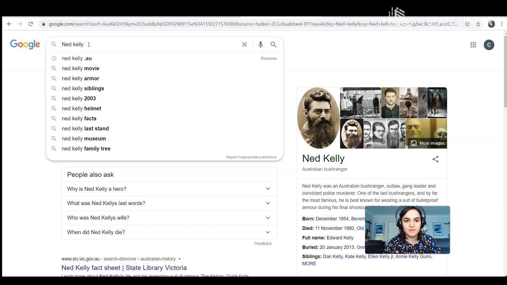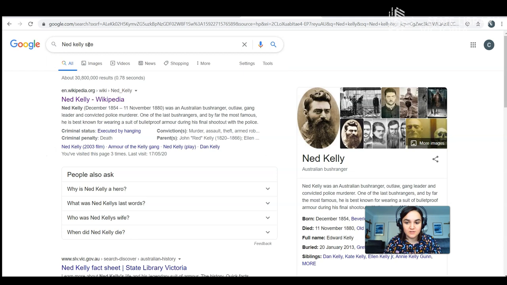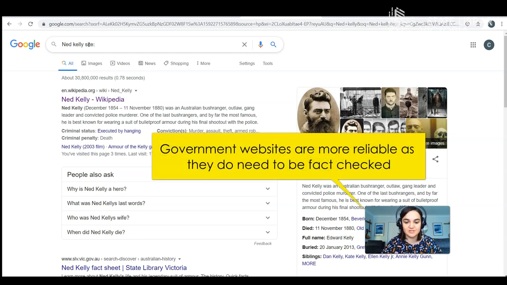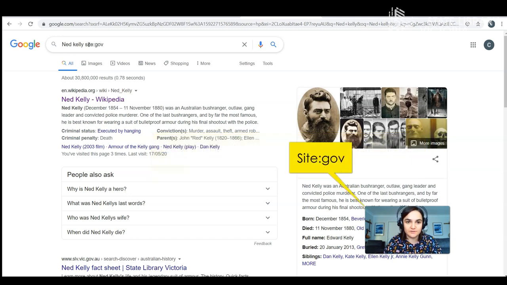So you type in your keywords, whatever they are, and you type site, colon, and then whatever domain ending you want. So if you want an education domain ending, so EDU, and EDU domain endings do have to be fact-checked. Generally. The other domain ending that's quite good is .gov. Government websites, again, they have to be fact-checked as well. So let's say for this one, we use a .gov, site colon .gov.